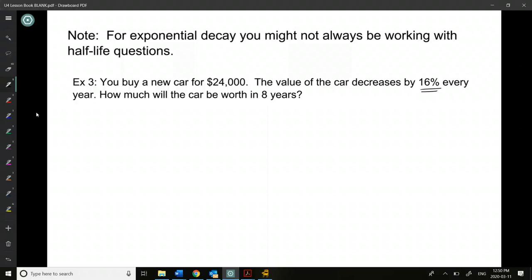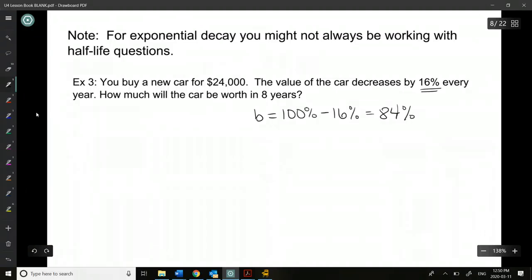84%. So when I go to calculate B, I'm going to take 100% and subtract the decay percent so that I know how much remains. With growth, we add the percent to 100. With decay, we subtract the percent from 100. And here we're going to be left with 84%. And 84% as a decimal, 0.84, that's right. So that is going to be our B value for this question. Notice this is a value between 0 and 1.